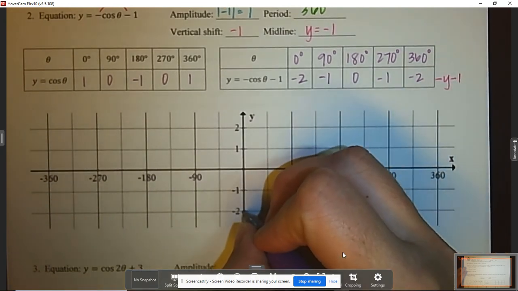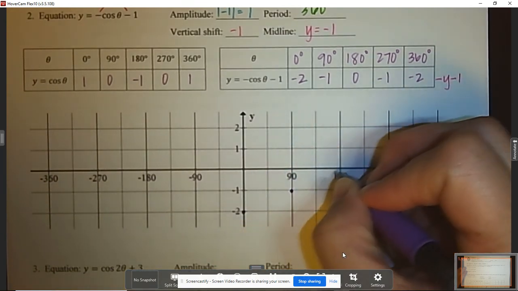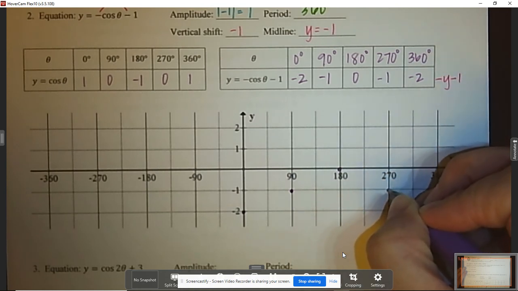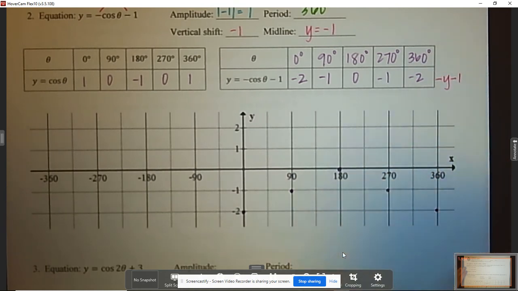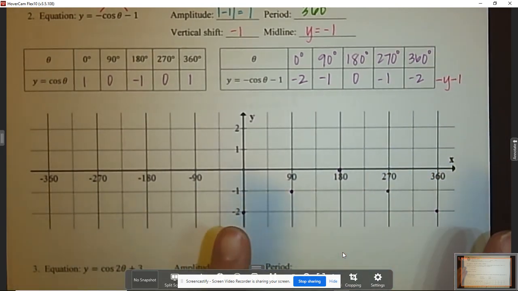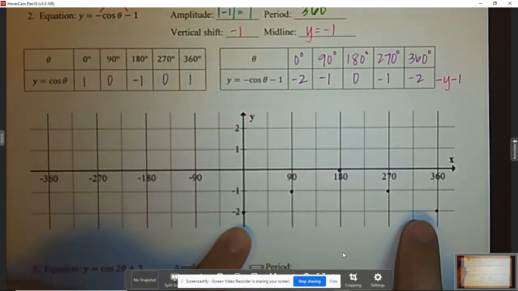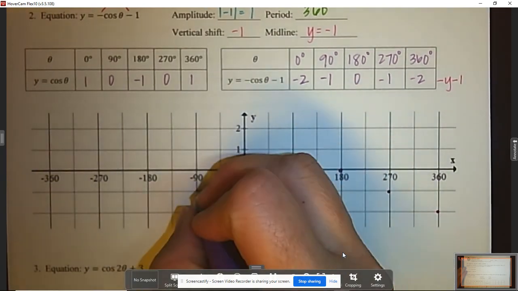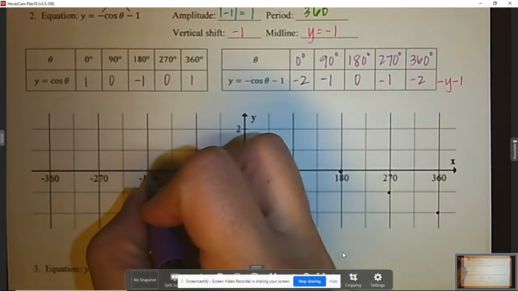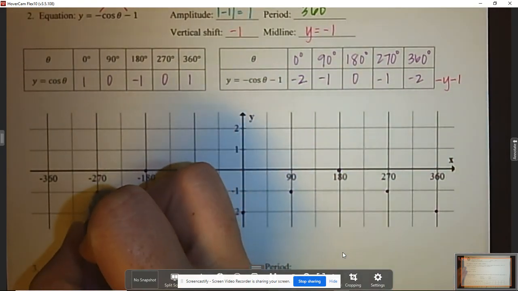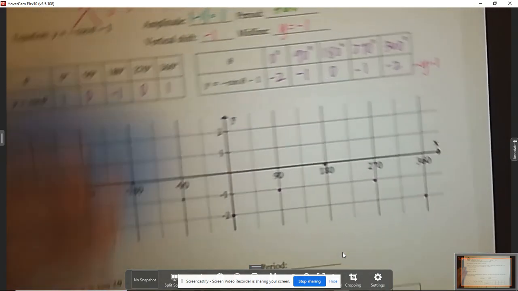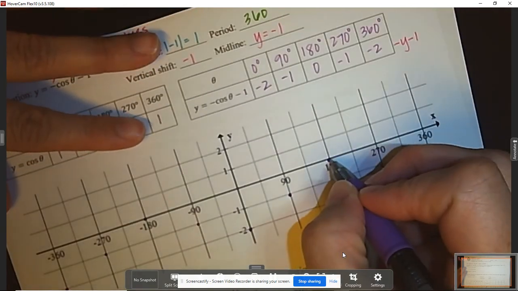Now I just have to plot those. Again, I need to copy this here, so it's the beginning and the end, and then 270, that would go right there. That would go there, there, and there. So now I just have to sketch in my curve.